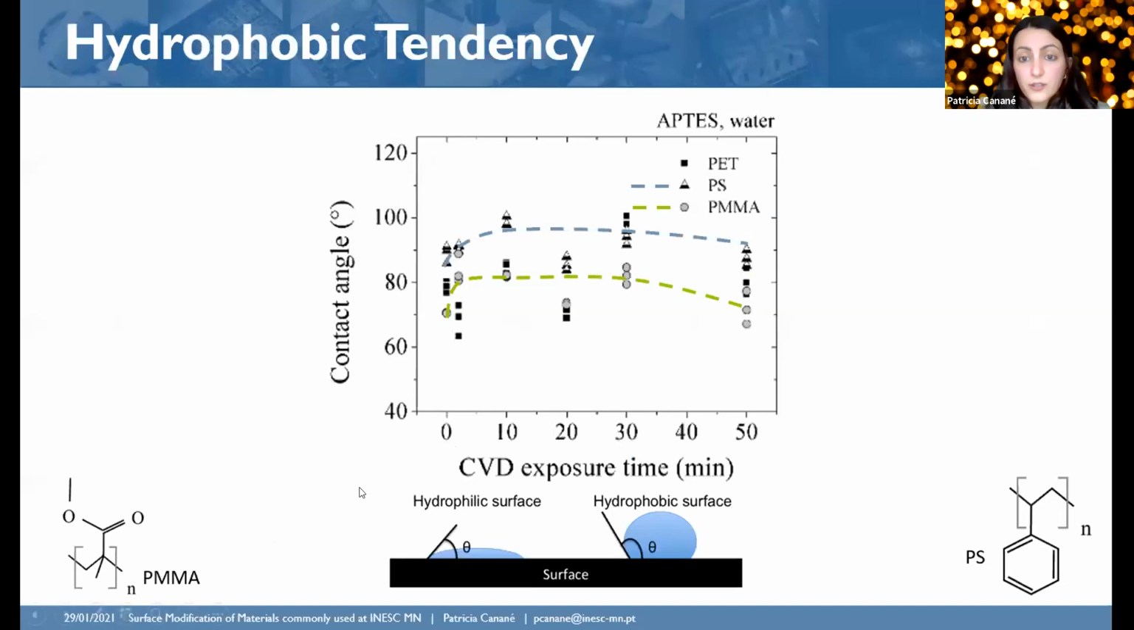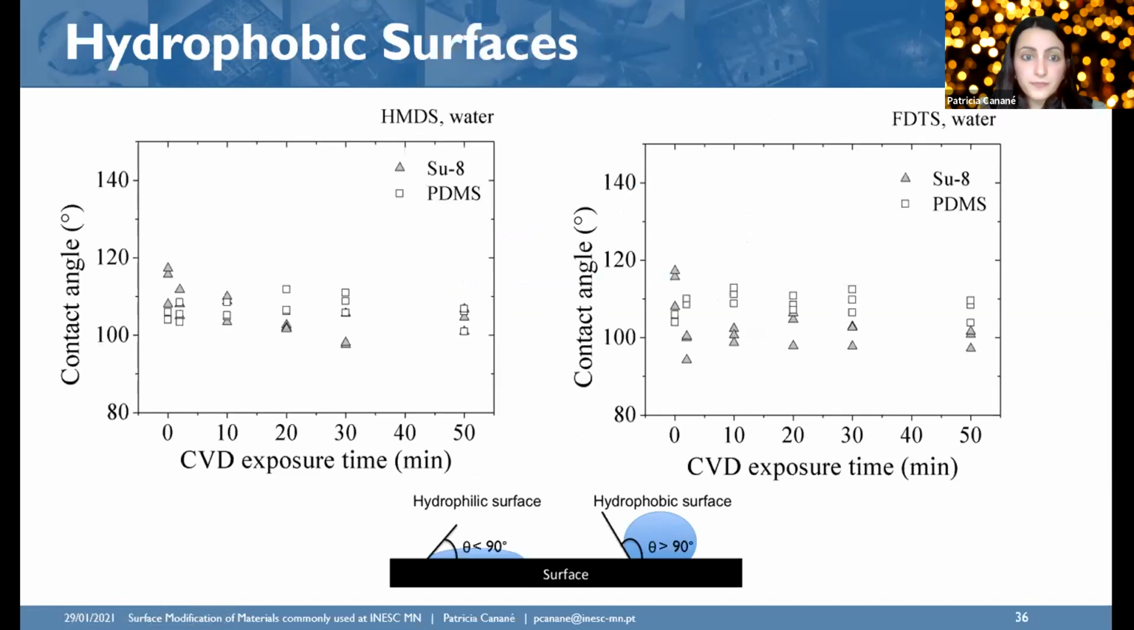The same reasoning goes for the increase of contact angle of the PMMA thermoplastic, which also shows a double bonded oxygen. However, for polystyrene, due again to the inactivated benzene ring, there is no possible reaction with the APTS molecules. However, we observe an increase in contact angle due to the original hydrophobic potential of the APTS molecules.